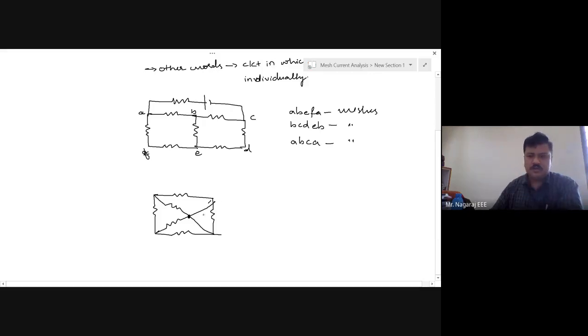Okay. So here also I can form loops, meshes. This is one mesh, two mesh, three mesh, four mesh. Now if I have this kind of connection, okay, if I have this connection, sorry.